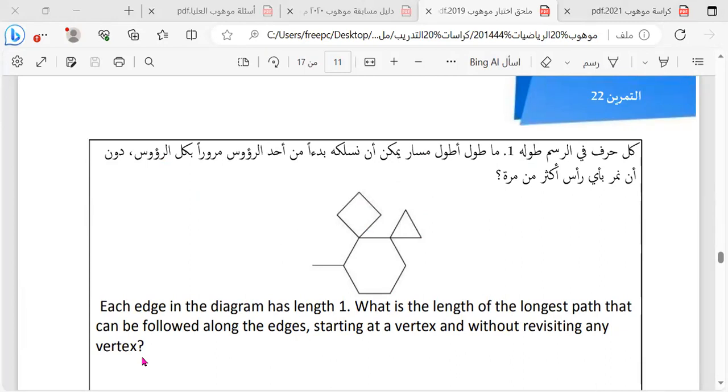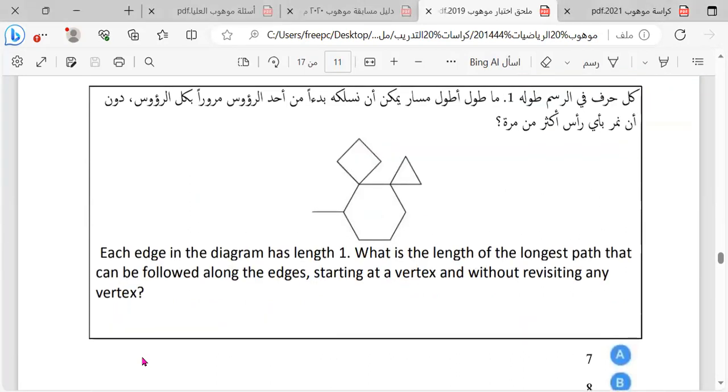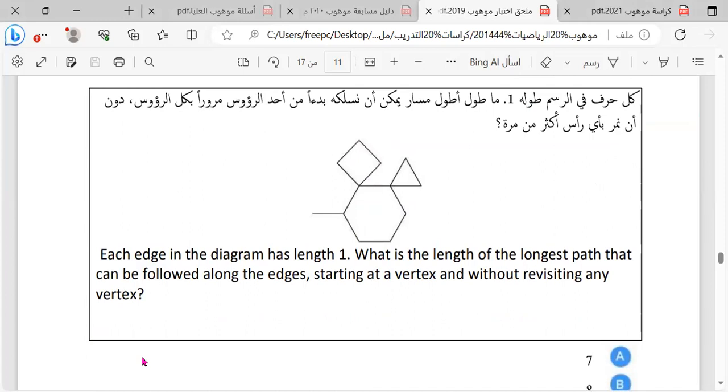Okay, Risan, read the question. Each edge in the diagram has length 1. What is the length of the longest path that can be followed along the edges, starting at a vertex and without revisiting any vertex?